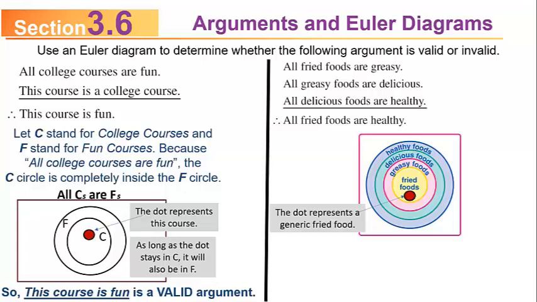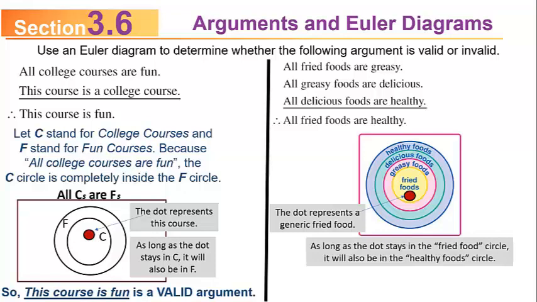And you can see if you put a dot as a representative of a generic fried food, it will also be inside the healthy food circle. So the argument is completely valid. All fried foods are healthy. It's a valid argument as long as you accept all the premises.